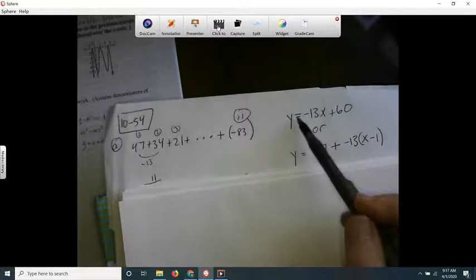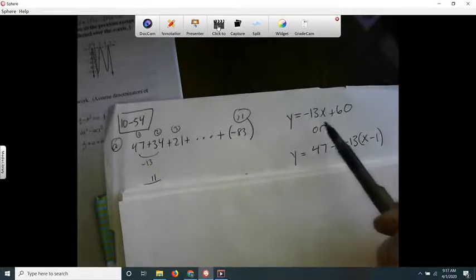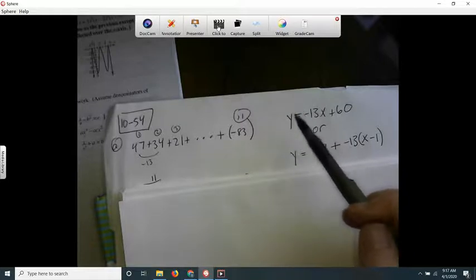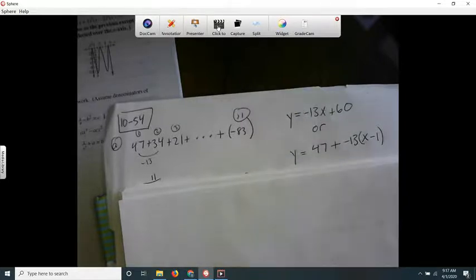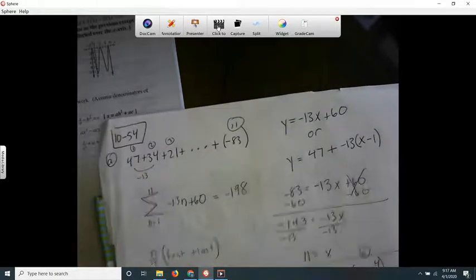Really, this is not a function. This is a series. So I should be using t of n and n. In my answer, I'll make sure I write it correctly.